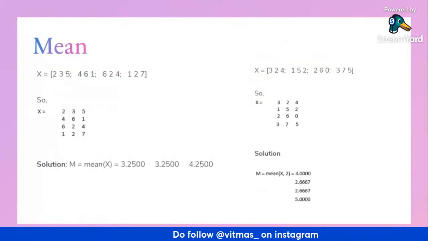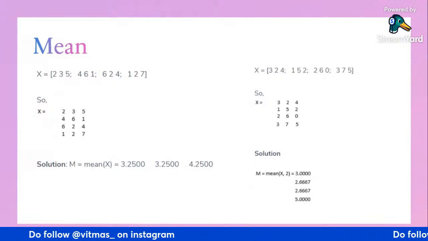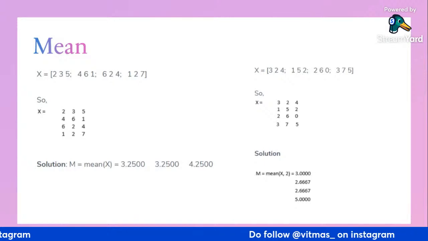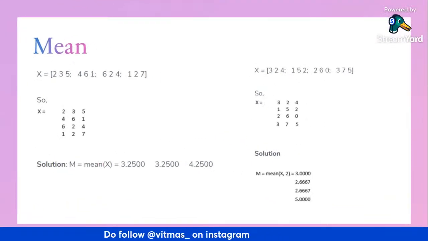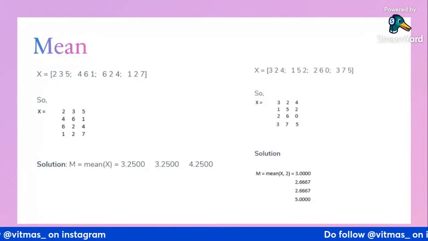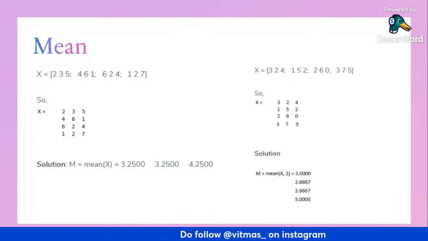So how do I find a mean? Well, you guys know what mean is, right? So how do I find a mean? I have x is equal to, I have created a 4 into 3 matrix, and I'll say m is equal to mean of x. What does it do? It takes every single column, finds its mean and gives you the value. Hope you got this answer.